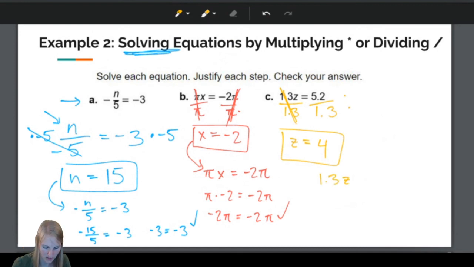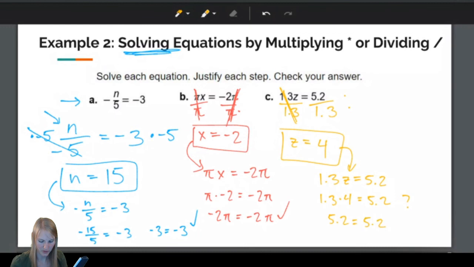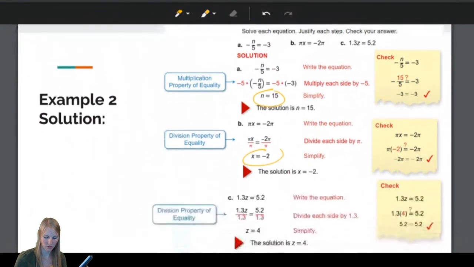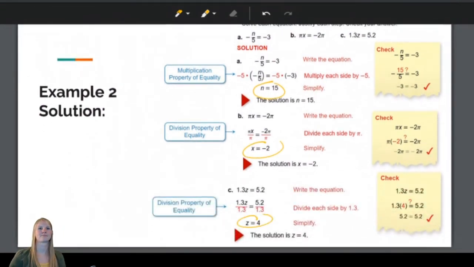1.3 times z equals 5.2. Let's shove that 4 in there. 1.3 times 4 equals 5.2. Does it? 1.3 times 4 is 5.2. 5.2 equals 5.2, so yes, z equals 4. Let's see if we got it right. N equals 15, x equals negative 2, and z equals 4. Boom. We are good. Alrighty.